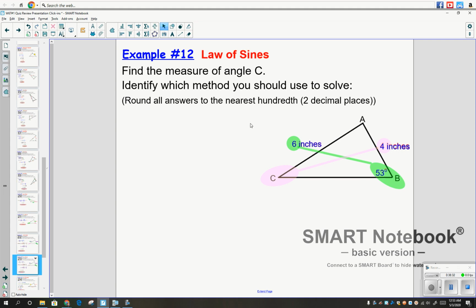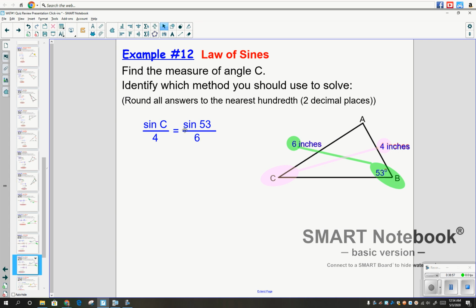And I'm going to put the angles on top because I'm solving for an angle. So sine of C over 4, because that's the side that's opposite of angle C, equals my other angle, which is sine of 53 over 6, because that's the side that's opposite of it. So sine of C over 4 equals sine of 53 over 6.